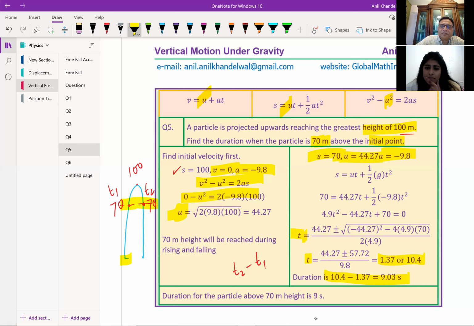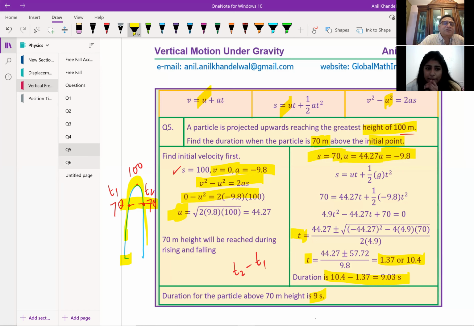So I rounded the figure to 9 seconds. And both times when you did the quadratic, it was positive? Yes. It will be, because it crosses, right? It has to cross 70, and then it has to be a positive time. Otherwise, you've made a mistake if it is not positive.